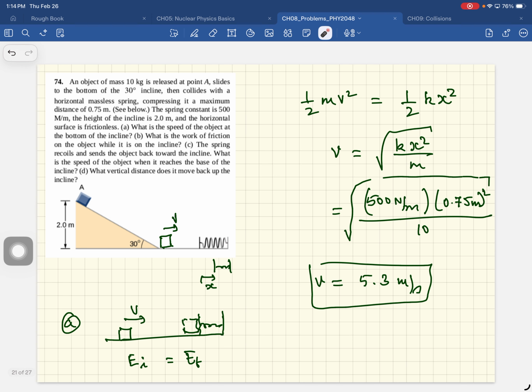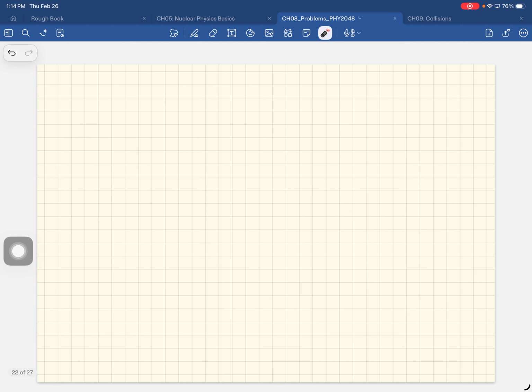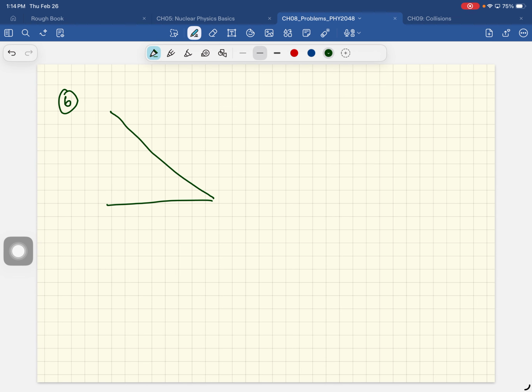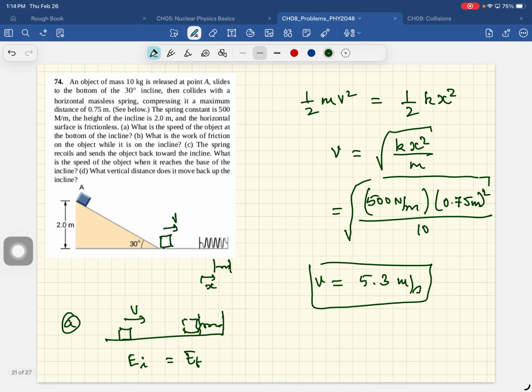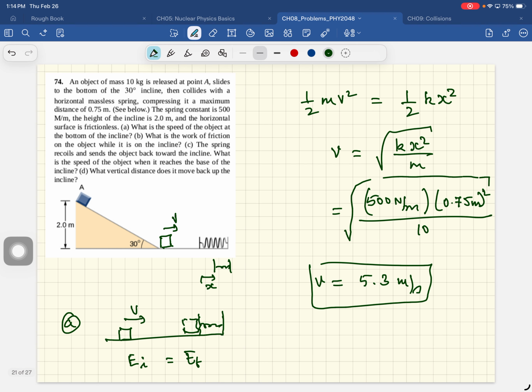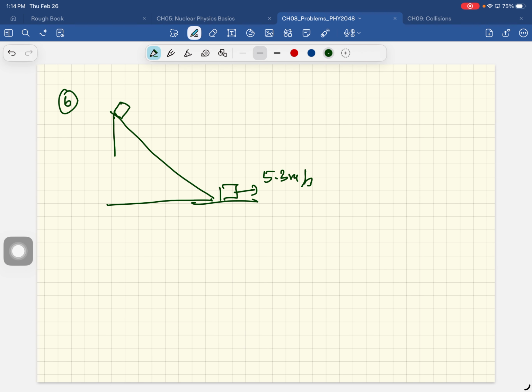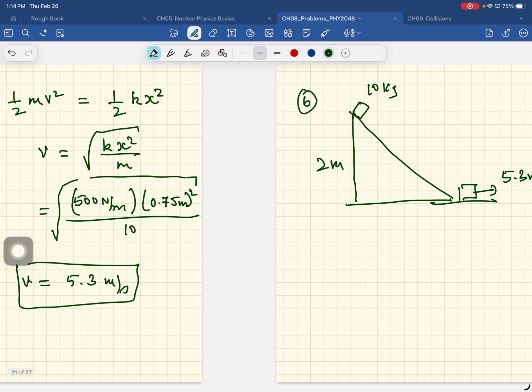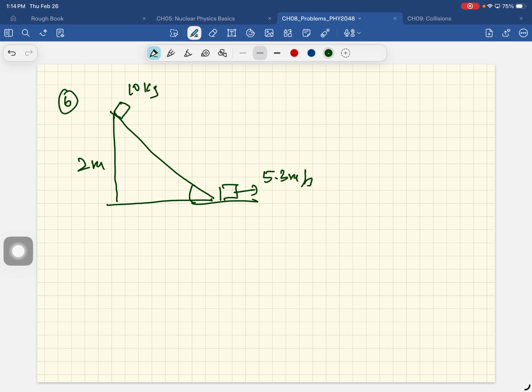All right, so that's part A. Part B asks, what is the work of the friction on the object on the incline? Now we know the speed at the bottom, 5.3 meters per second. We know how high he was. Mass is 10 kg, 2 meters, and the angle of incline is 30 degrees.